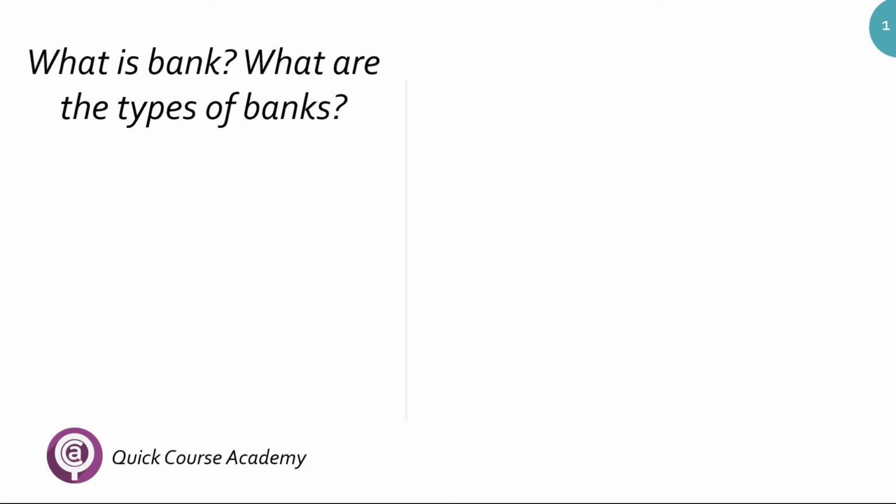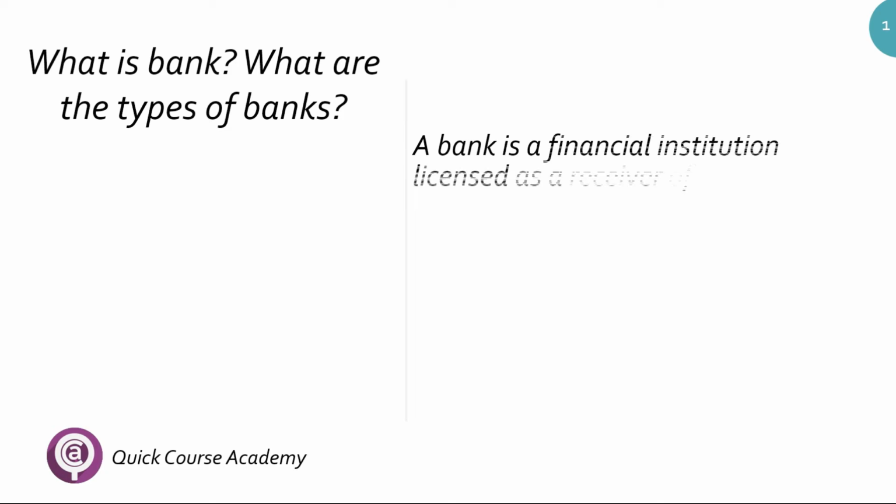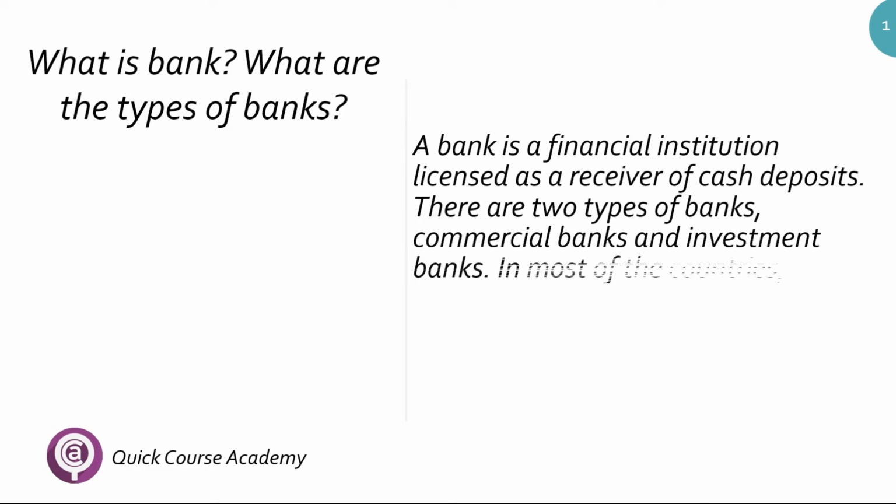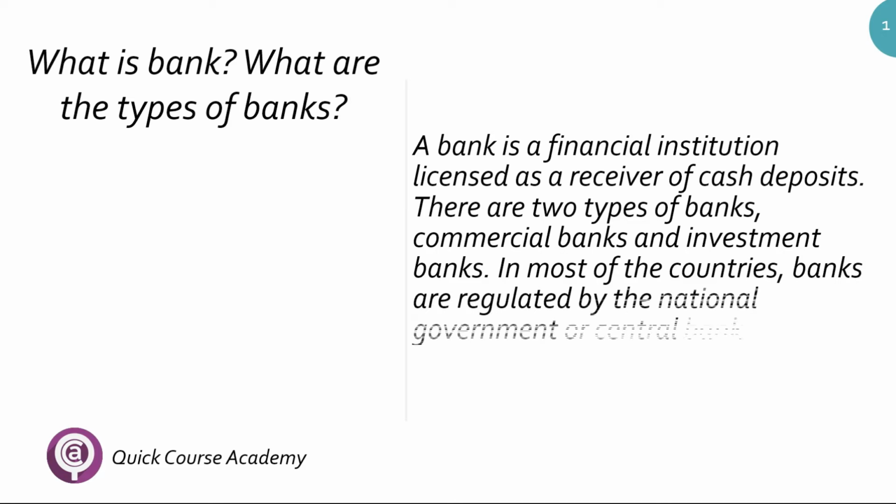What is a bank? What are the types of banks? A bank is a financial institution licensed as a receiver of cash deposits. There are two types of banks, commercial banks and investment banks. In most countries, banks are regulated by the national government or central bank.